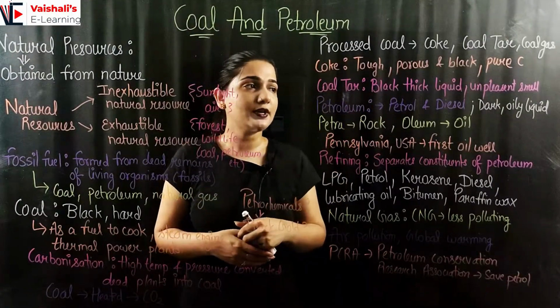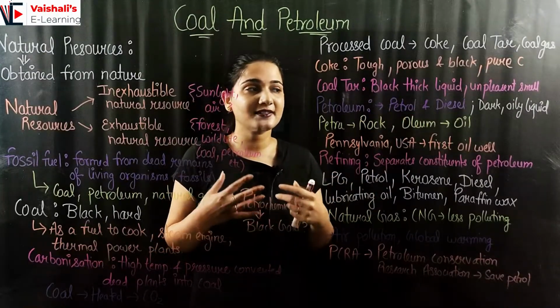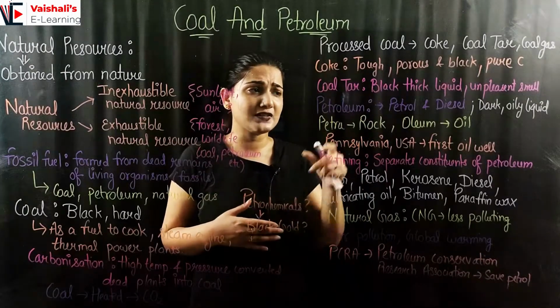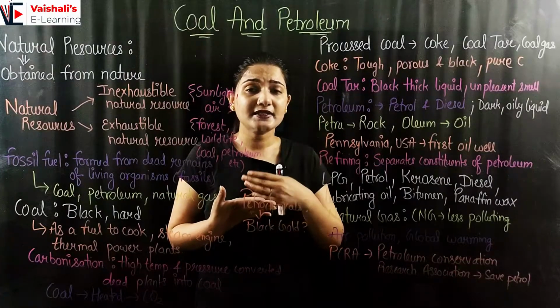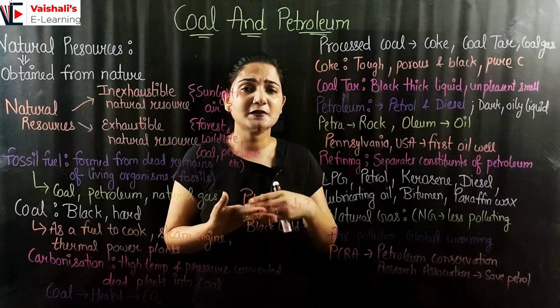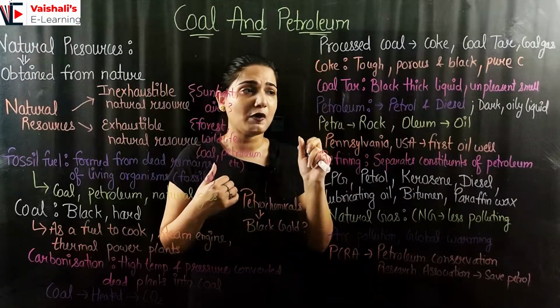Then we have the coal tar. Coal tar is a black thick liquid with an unpleasant smell, and it has a lot of applications. The coal tar can be used for making various things, like we can make perfumes, various dyes, paints and many other things with the help of coal tar.